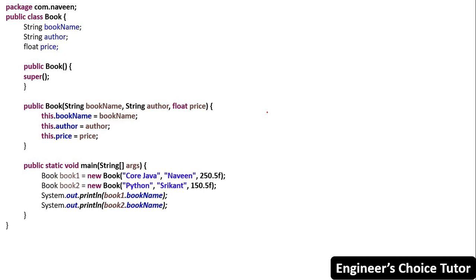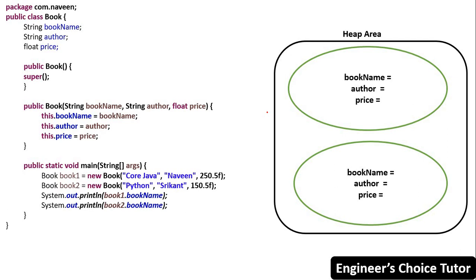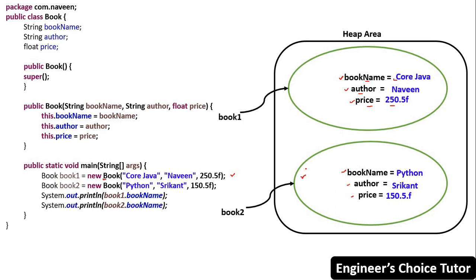Now go back and see. This is the same program I have taught to you just now. So this is the heap area. Inside this, two objects got created and the copy of the instance variables got created, right? Here see, the copy got created, and when the JVM executes this constructor, which is basically a parameterized constructor, then the initialization will take place, and whatever values you are passing inside the constructor got initialized. Means the book name is equal to core Java, the author is Naveen, and price is equal to 250.5. Same goes for this second object also. And what are the reference variables? book1 and book2. book1 is referring to this object and book2 is referring to this object.